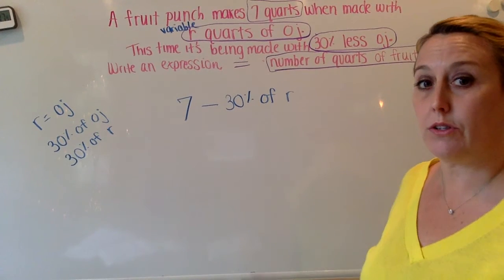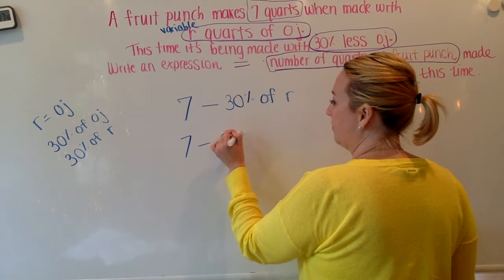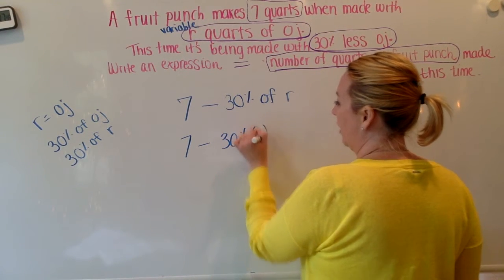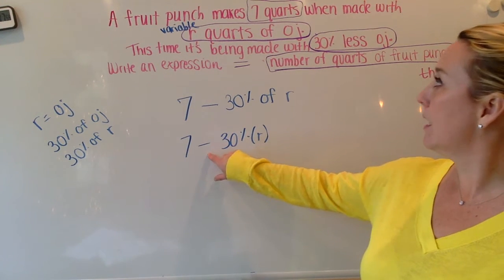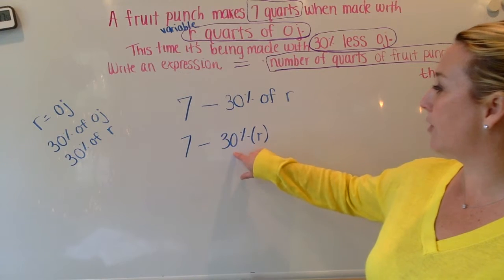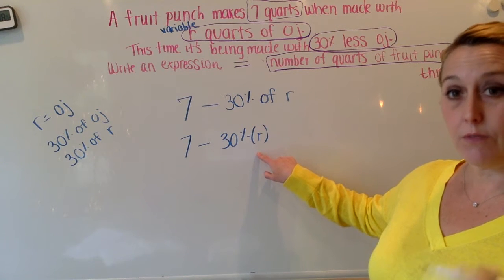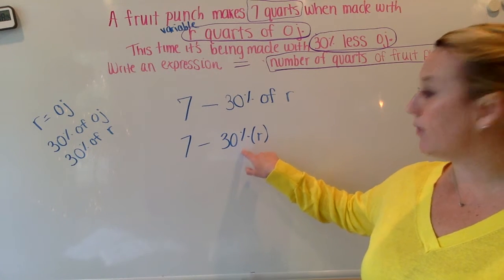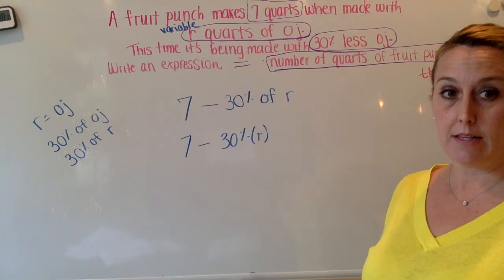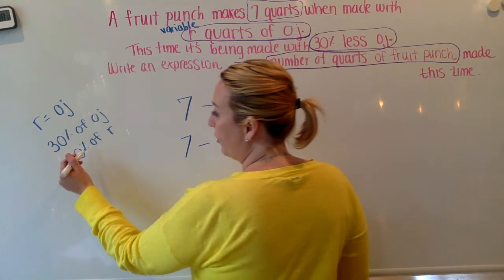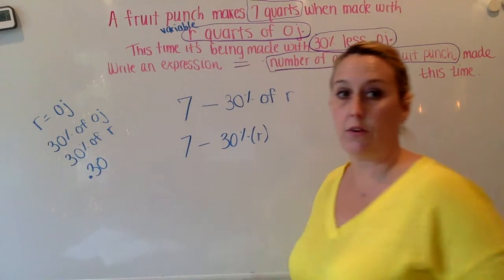So what's the next step we could do? Well, I know of generally means multiplication. So 30% R. 30% of orange juice. We're making less of it, right? So we're taking away 30% of the orange juice. But we're still not fully there because we know we can write 30% as a number and get rid of that percent symbol. So 30% is the same as saying 30 hundredths, right?